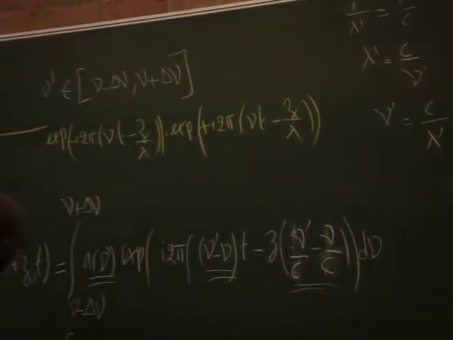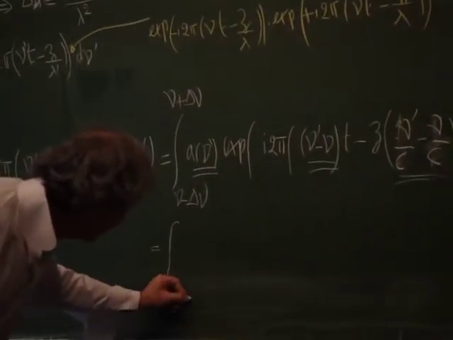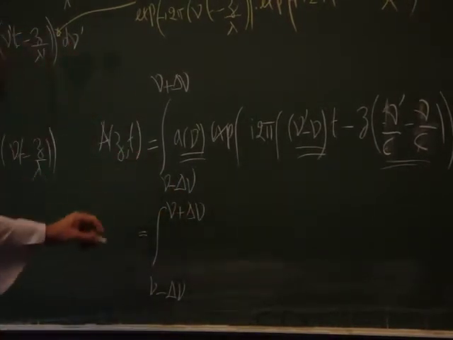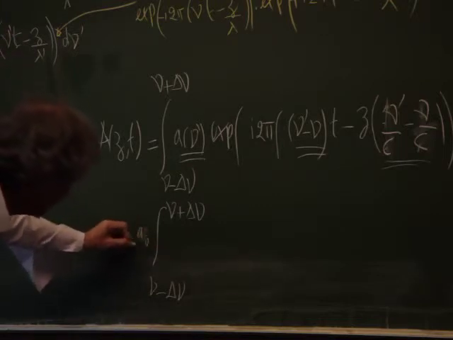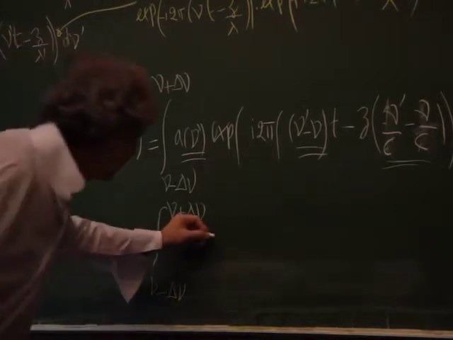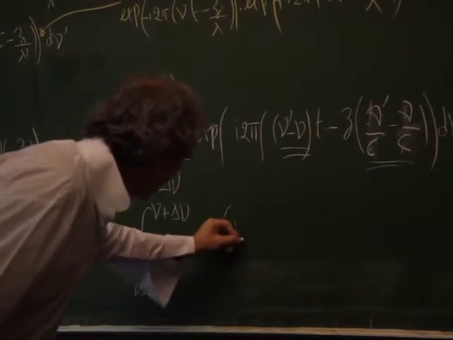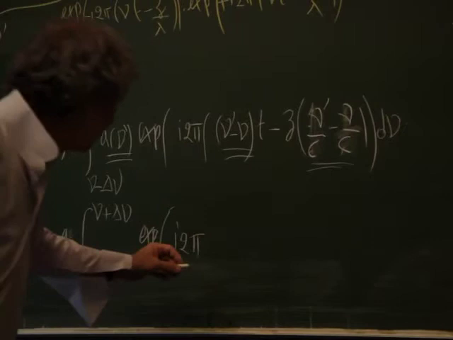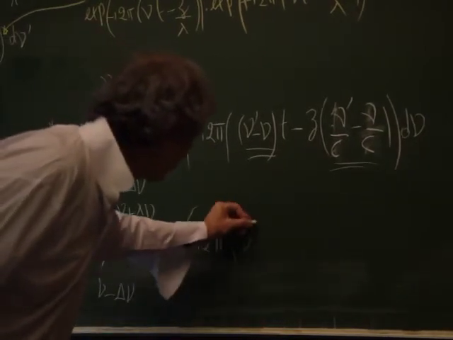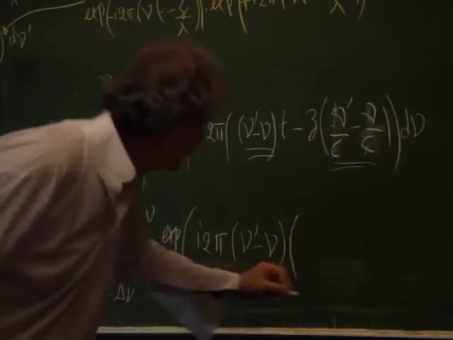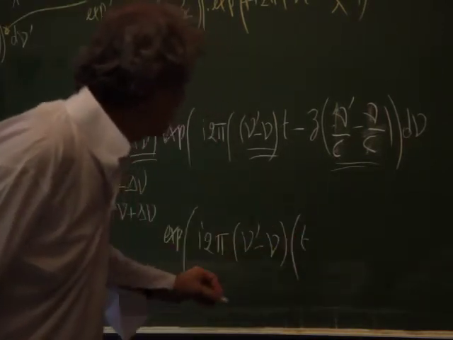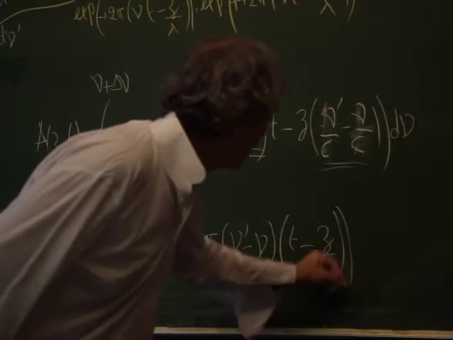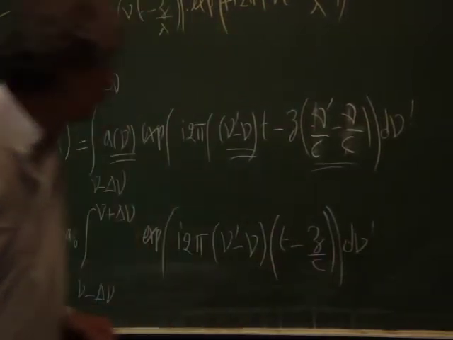It's equal to the integration from nu minus delta nu to nu plus delta nu of A0, which goes outside the integration, times the exponential of i 2 pi, now I will just set nu prime minus nu in evidence, times nu prime minus nu, multiplied by t minus z over c, d nu prime.